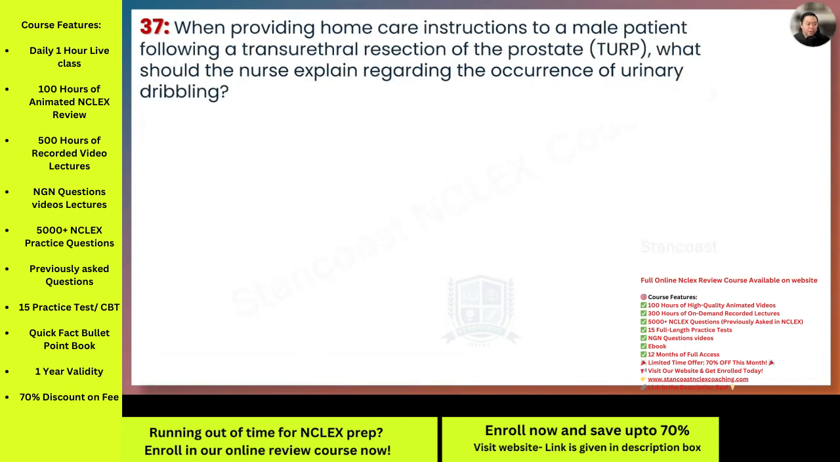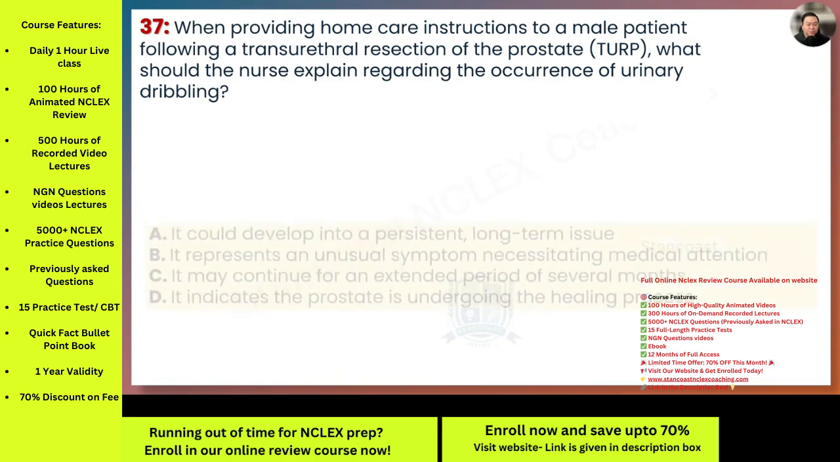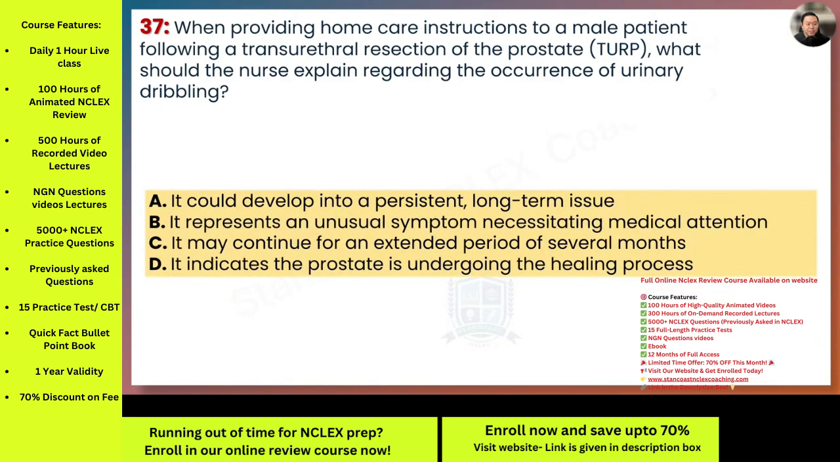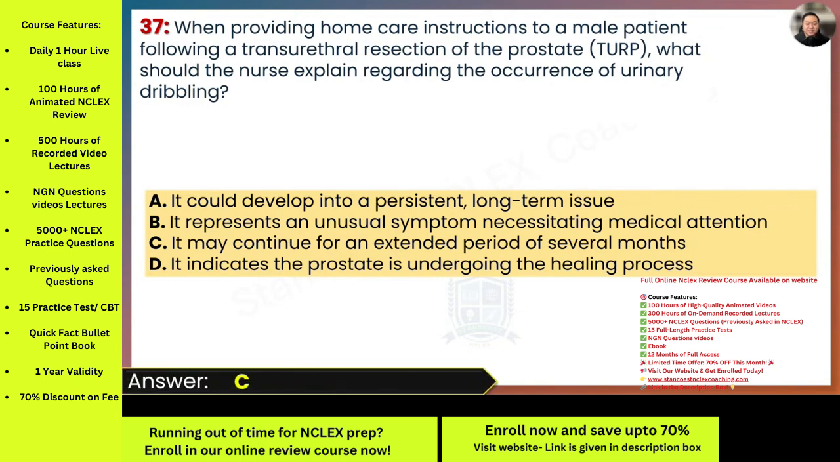37. When providing home care instructions to a male patient following a transurethral resection of the prostate, what should the nurse explain regarding the occurrence of urinary dribbling? Options: A, it could develop into a persistent long-term issue. B, it represents an unusual symptom necessitating medical attention. C, it may continue for an extended period of several months. D, it indicates the prostate is undergoing the healing process. The answer is letter C.